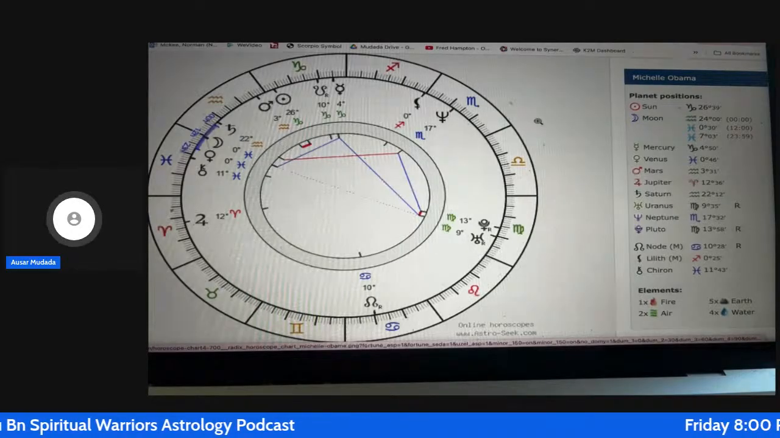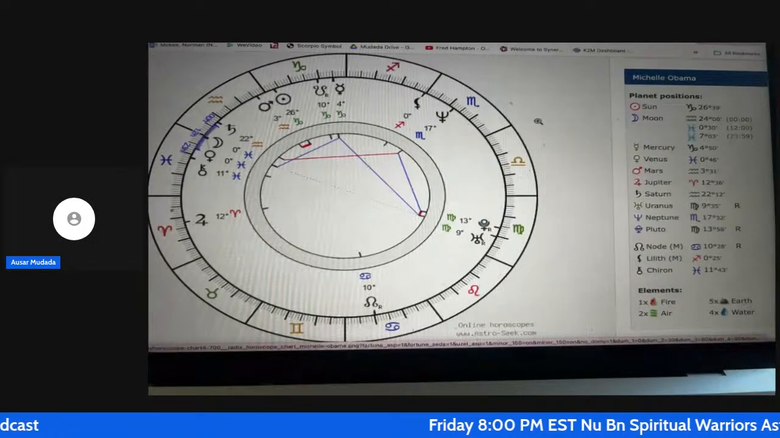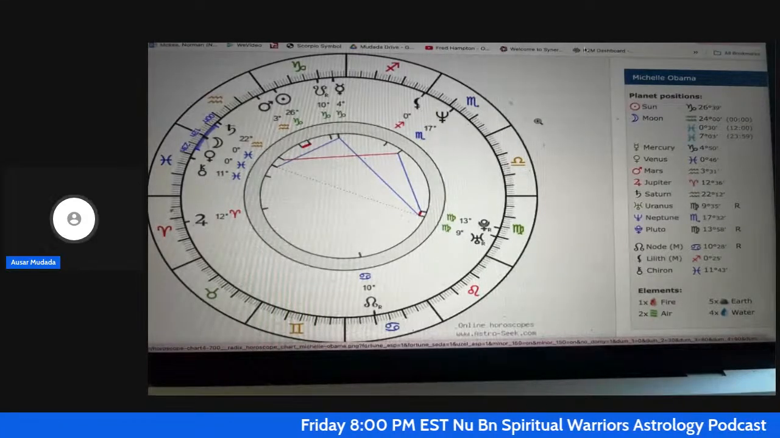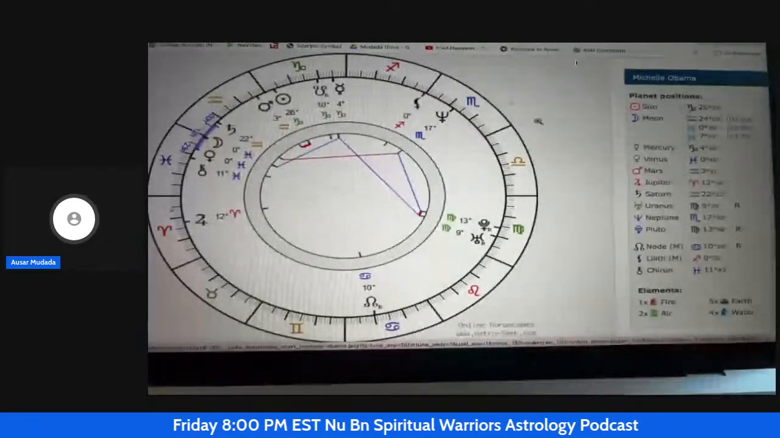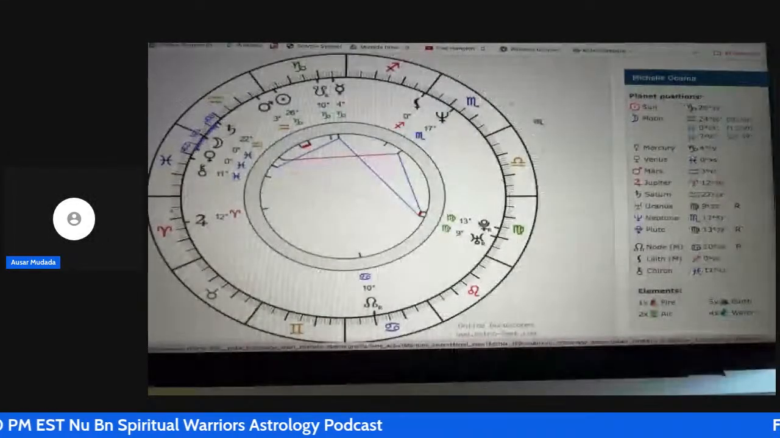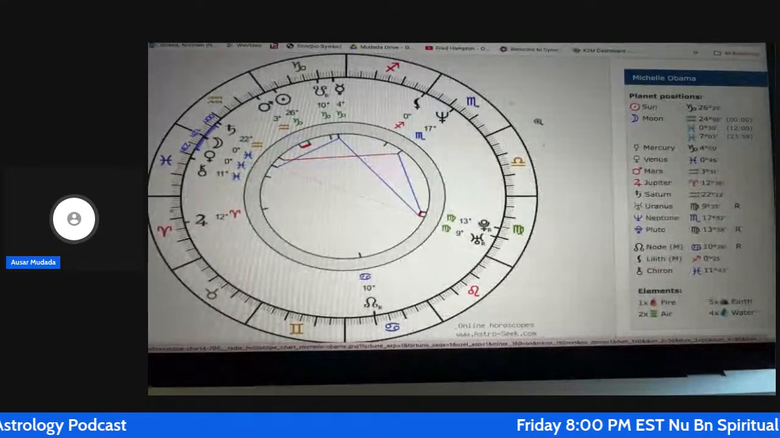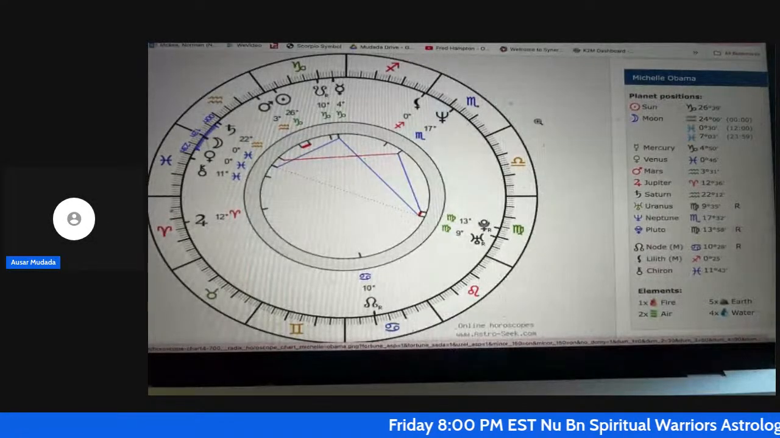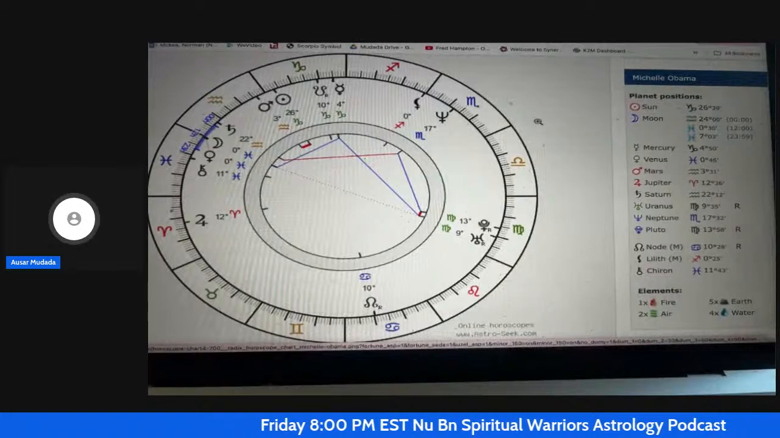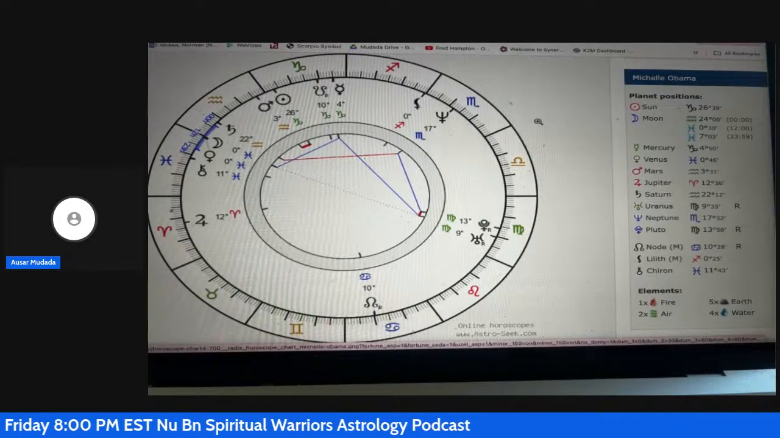So we've got Saturn. All right, so we got Saturn and the moon. The moon is 24 degrees. Saturn is 22 degrees. All right, that's within that 5-degree orb. Now let's see what house the moon and Saturn are in.